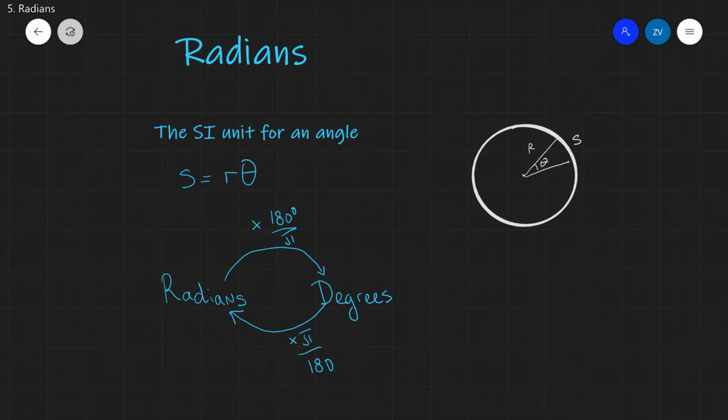Okay guys, we're doing excellent progress on to the next item from our list, which are radians. Now the radian is actually the SI unit for an angle.